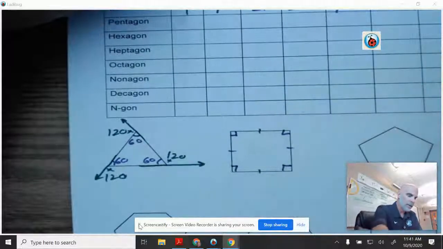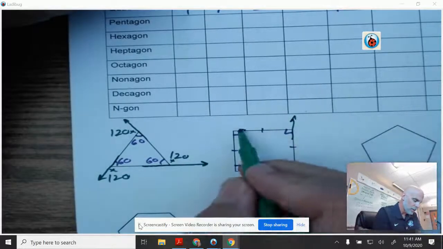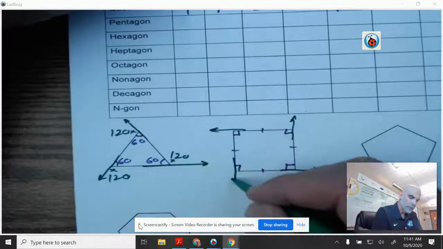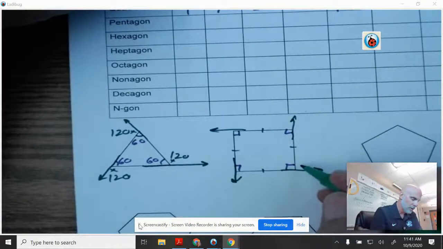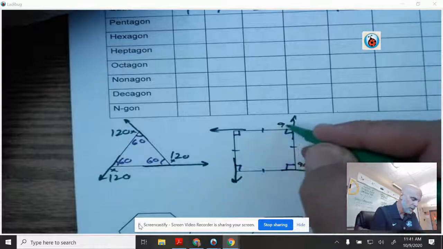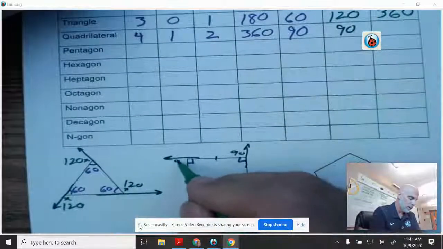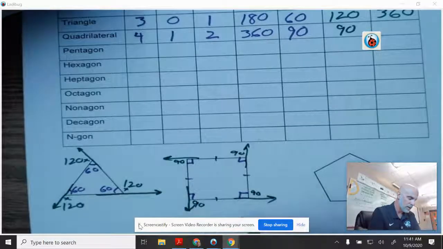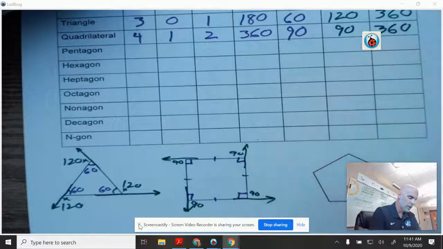And then if we extend the exterior angles all the way around, we should get 90 degrees on each of these. Okay, so there is 90. And if I add all those 90s together on the exterior angles, they would add up to 360.